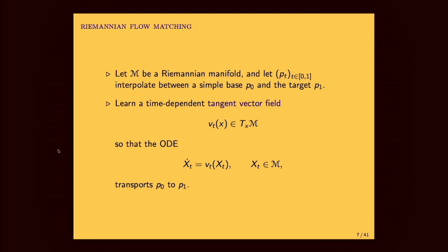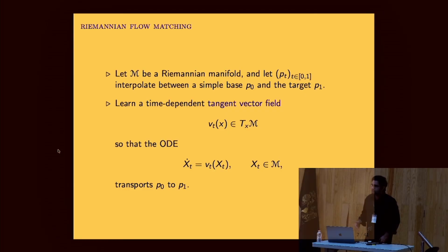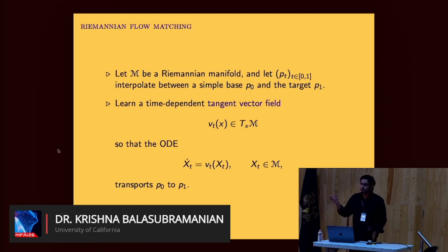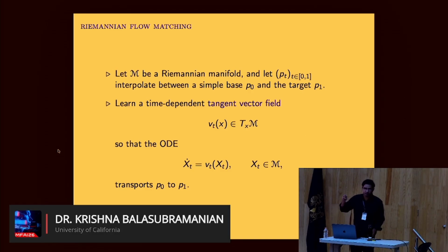All right, so just to summarize the problem in a single slide. M is a manifold, and your goal is to construct an interpolation p_t between a simple base p_0 and the target p_1. And you will be learning a time-dependent tangent vector field. I call it a tangent vector field because in this Riemannian context, the vector field lives in the tangent space naturally, which is also going to be important for our analysis later on. And then you have this ODE, which you eventually discretize to generate or transport samples from p_1 if you start from some density p_0, right?